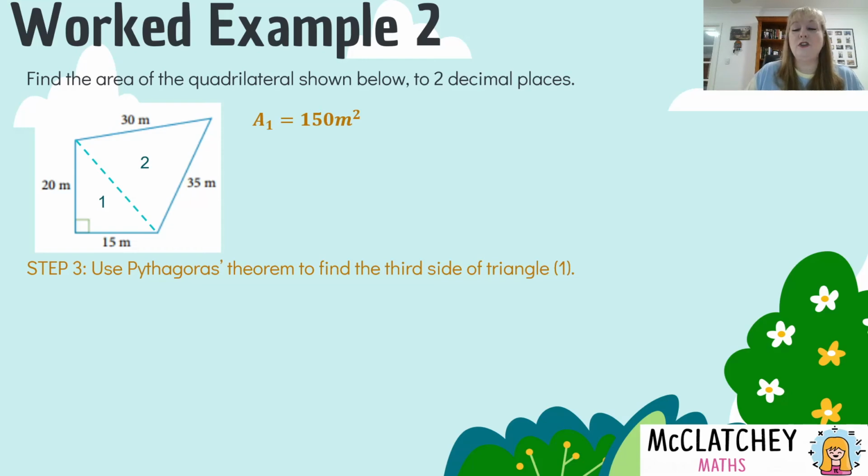Now we need to use Pythagoras' theorem to find the third side of triangle 1, because you'll notice for triangle 2, we've actually only got 2 lengths there, so we need that third length. So we're going to use Pythag to do that one.